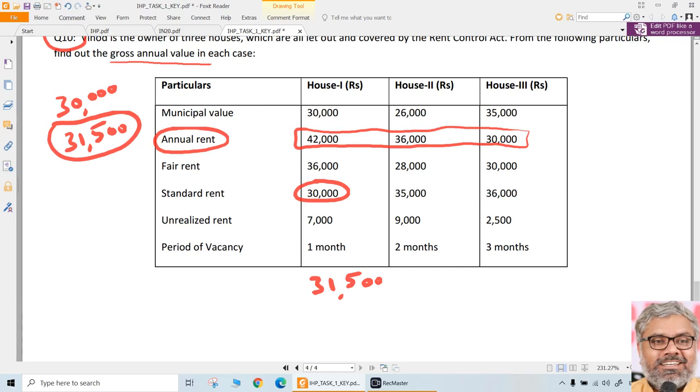11 by 12. But there is unrealized rent of 7,000 that can be deducted. So actual rent received or receivable is 31,500. That is higher than expected rent. Hence, that is the answer.